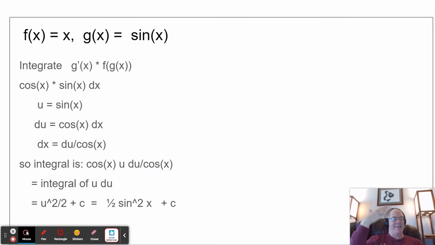It's so simple, it's a little bit hard to understand. What is x of sine of x? It's just the sine of x. Okay, so this is our problem. Integrate cosine of x times the sine of x.